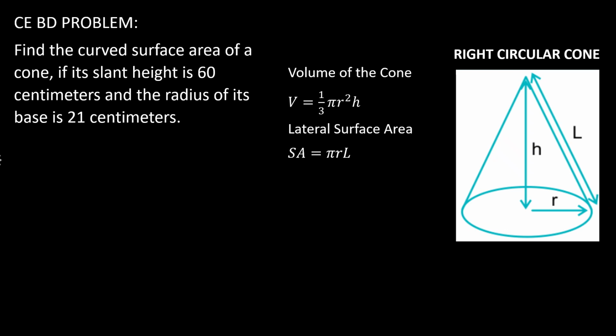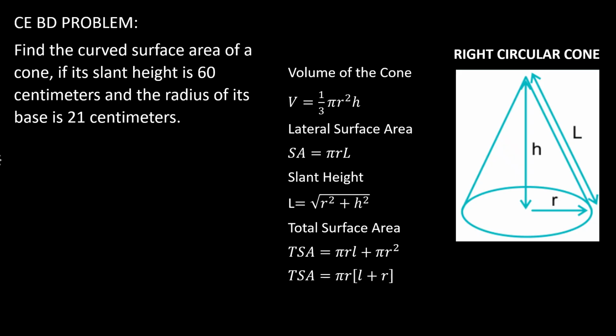But if we are about to calculate the value of the slant height L, again, this is our formula. When calculating for the slant height, L is equal to the square root of r squared plus h squared. But how about the total surface area? Actually, this is our formula. When calculating for the total surface area, TSA is equal to pi rL plus pi r squared, or TSA equals pi r times the quantity L plus r.